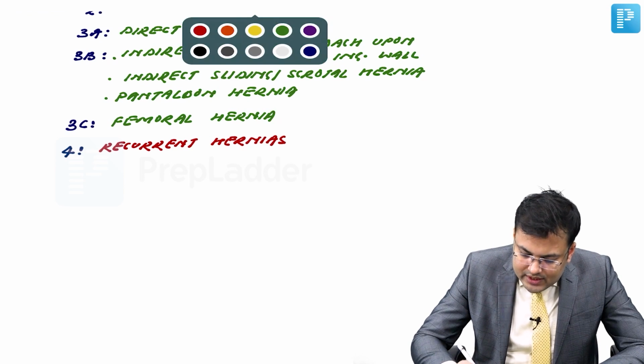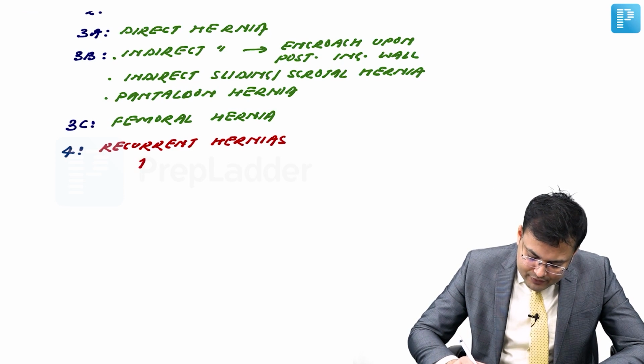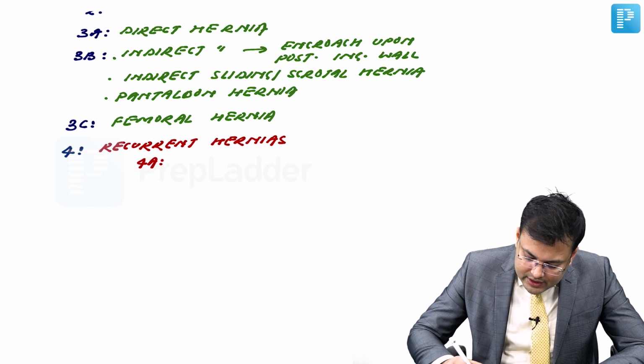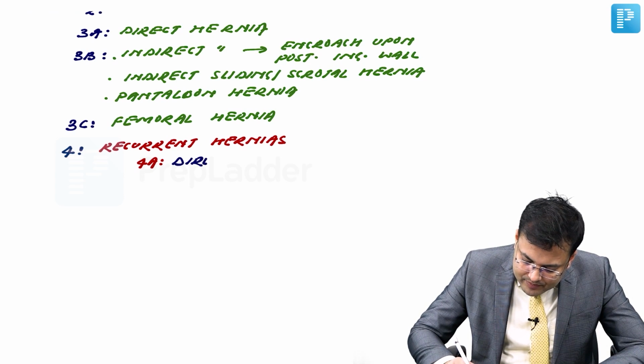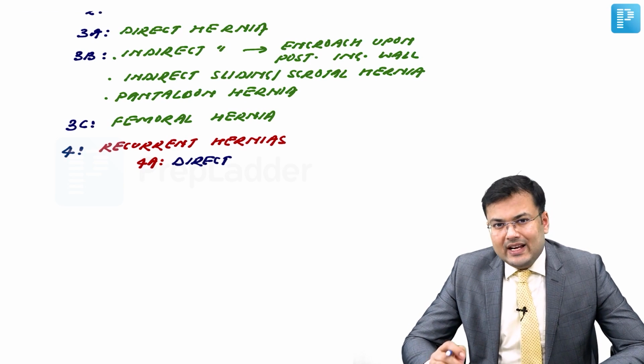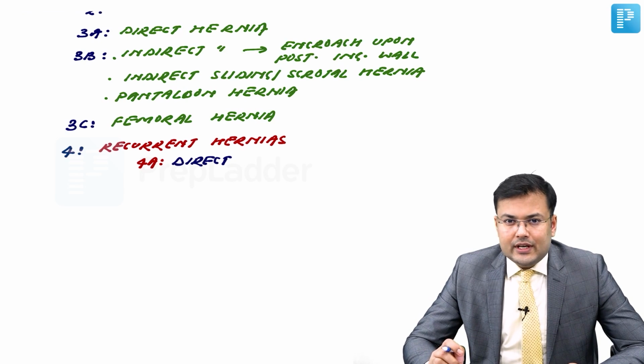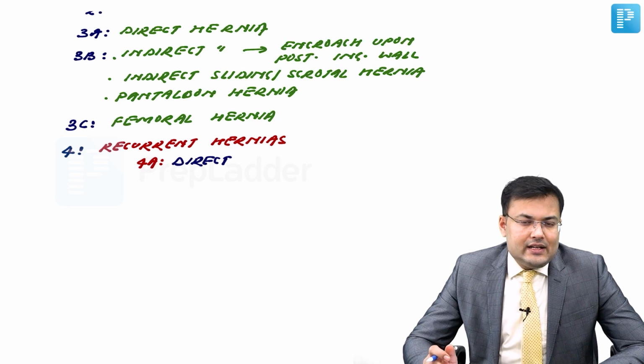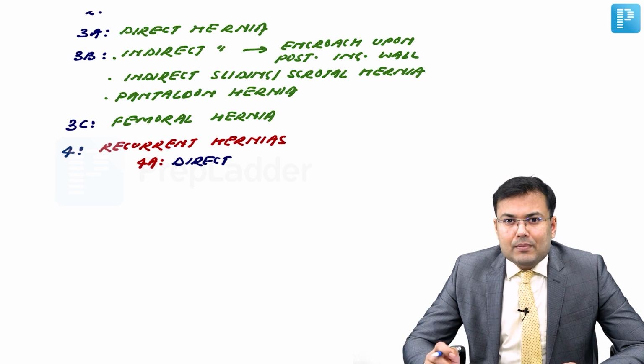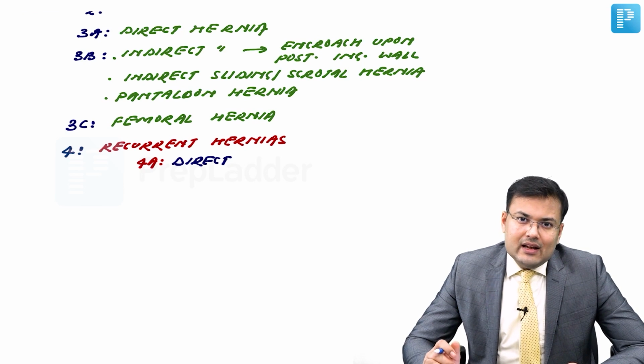Clear? So what is type 4A? In type 4A, we are going to include the direct hernia. In type 4B, indirect hernia. In type 4C, it's the femoral hernia. And in type 4D, we include combined hernia. And all these are recurrent.